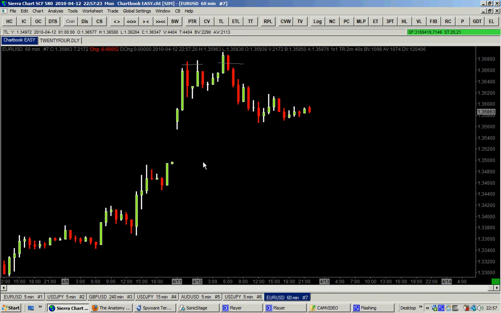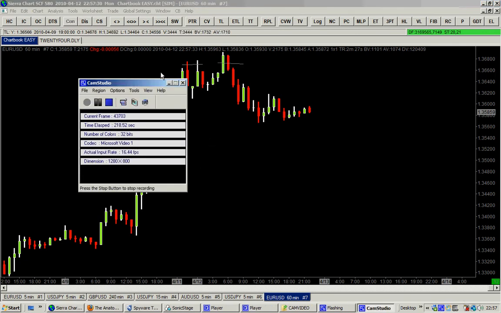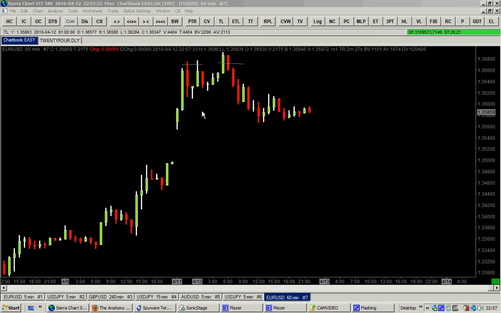Now I have here the hourly chart of the Euro USD. Anytime I see a double top like this on the hourly chart, the first thing that comes to my mind is to see which zone we are in on the higher time frame, because the higher time frame will command the lower time frame. So this hourly chart is showing us a double top.